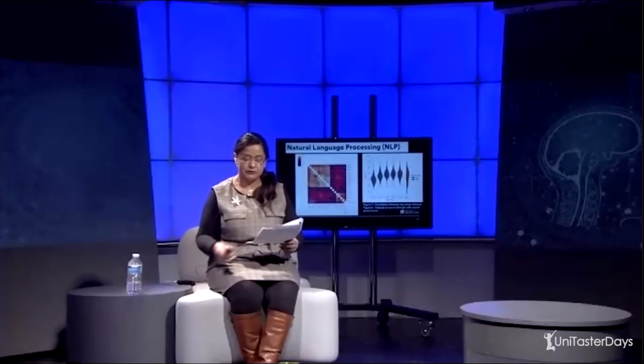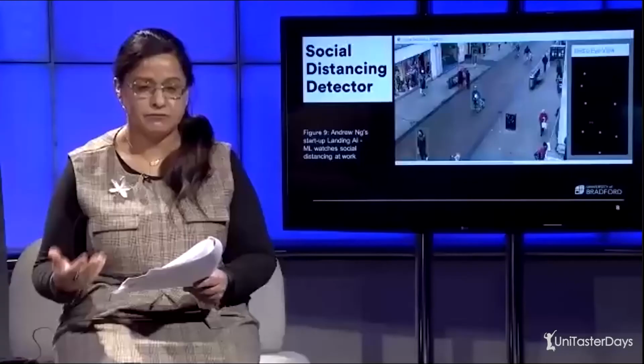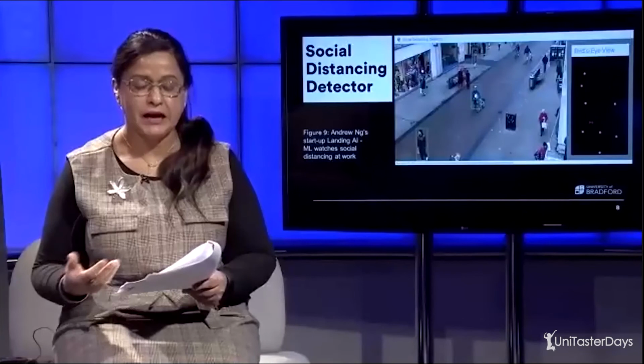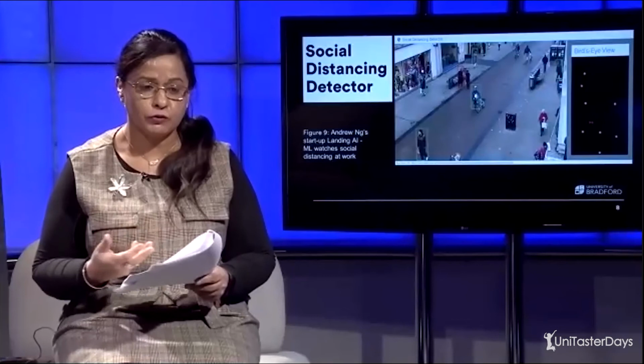So here we have an example of a social distancing detector. What we have is this bird's eye view, which at this moment in time, you can see that there's two red dots, which shows that those two people are in fact very close together. And this was created by Andrew Ng's latest startup. Now, here we have computer vision, machine vision, AI models which are at play, and this data can be used for all sorts of different purposes later on.